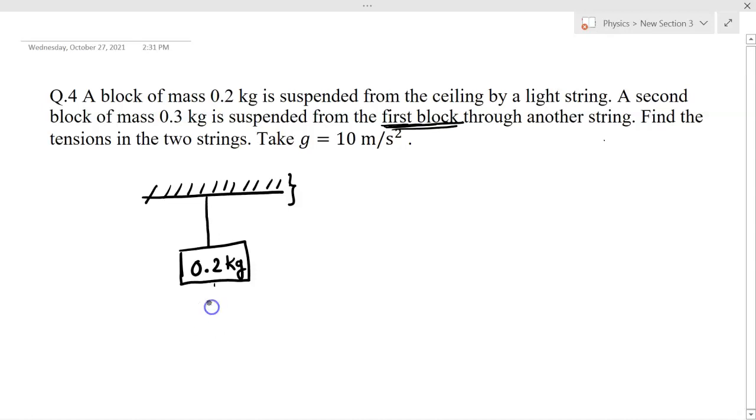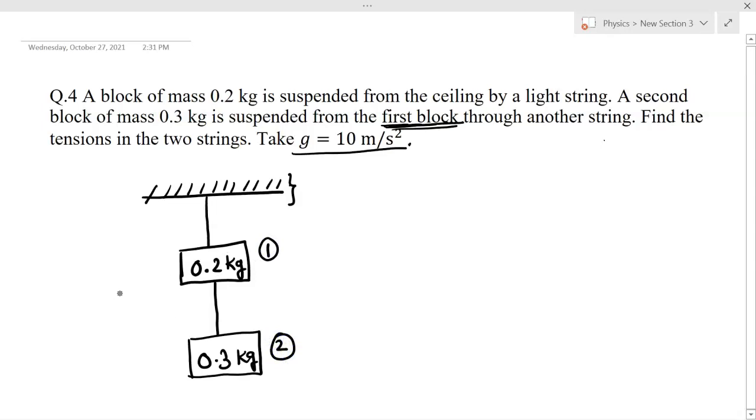Like this, and this is the second block and its mass is 0.3 kg. Find the tensions in these two strings and take g as 10 meter per second square. We will take this system as a stationary system because it is not given that this is in an accelerating frame of reference. So first we have to draw the free body diagram of mass 1. This is mass 1 and this is mass 2. So draw the free body diagram.